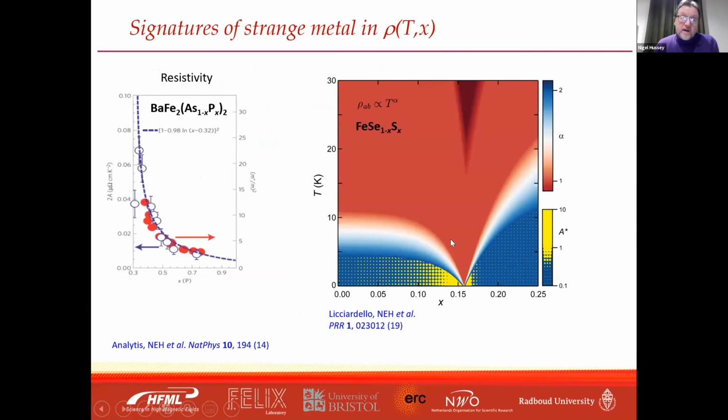So certainly in terms of the resistivity, one of those signatures I think is quite clearly there, that you do see non-Fermi-liquid behavior. You see a regime below which you recover T-squared behavior and a coefficient, particularly from the higher x value side, which appears to show a marked increase on approach to the quantum critical point.